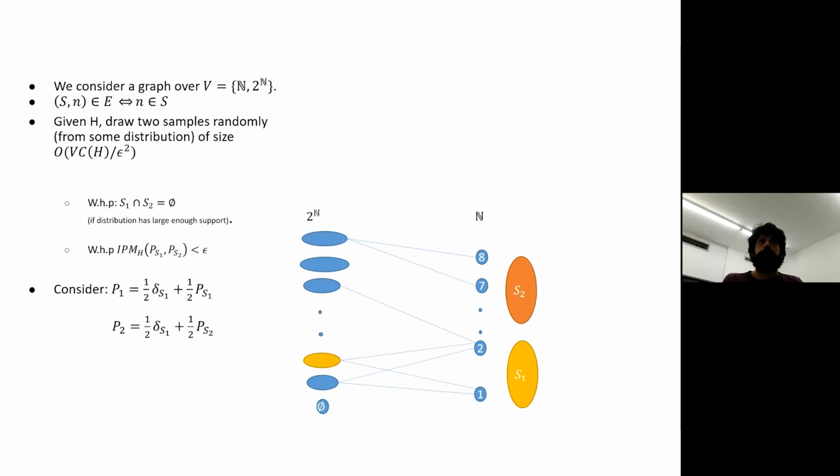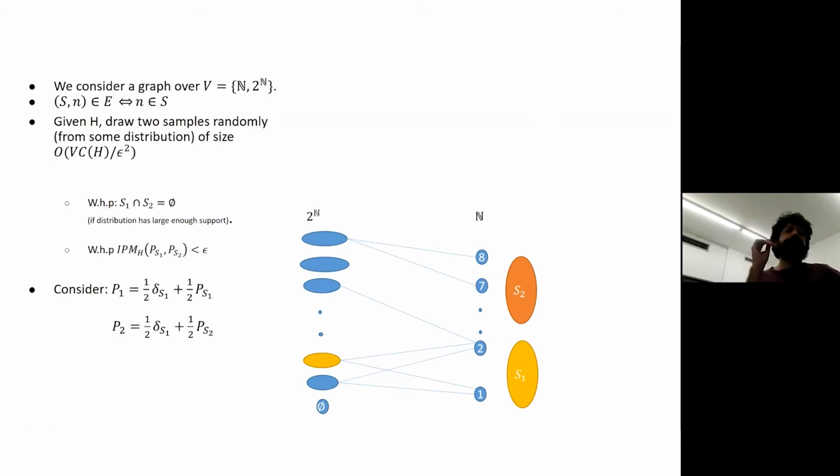So let's do it. We're going to consider a graph with vertices that I'm going to index by a natural number, and it's a bipartite graph. One side is going to be indexed by natural numbers, and the other is going to be indexed by all subsets of natural numbers. You can take only finite ones. In this example, I'm going to take all subsets.